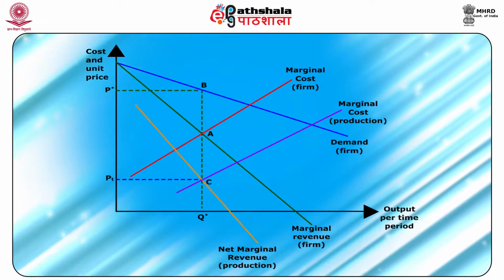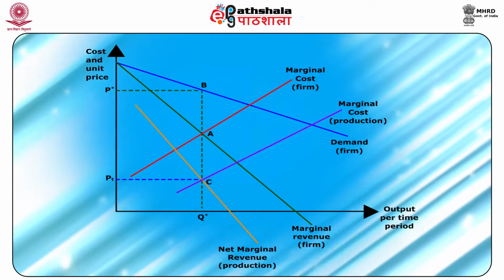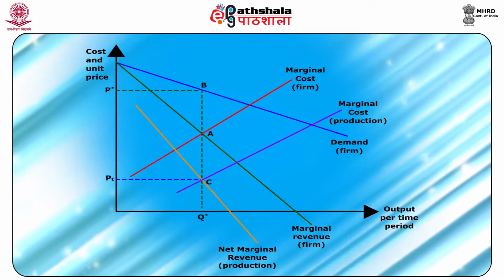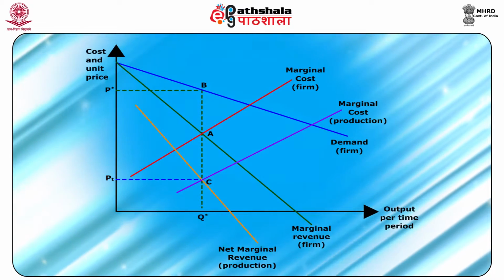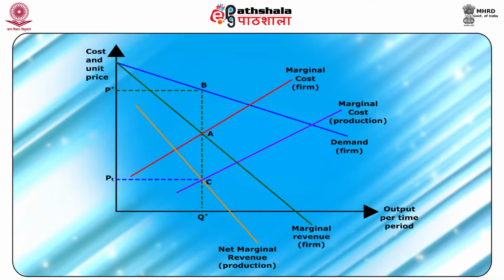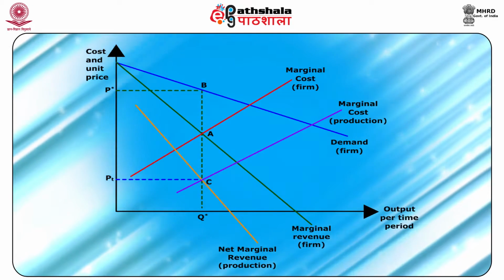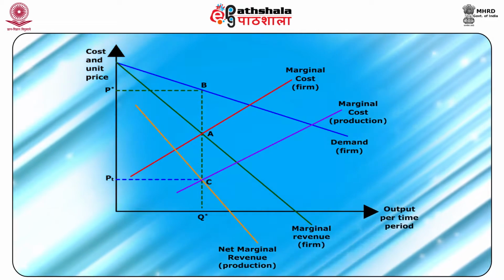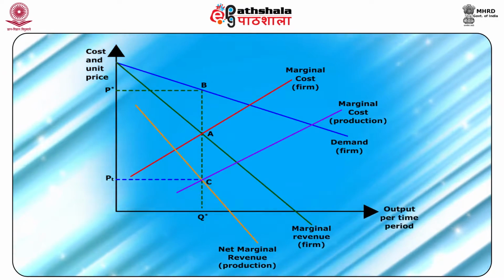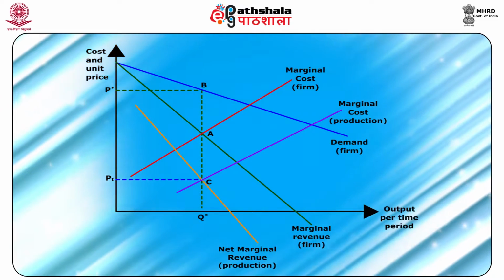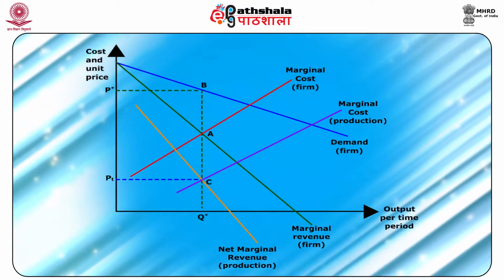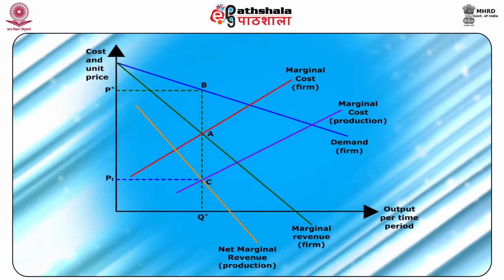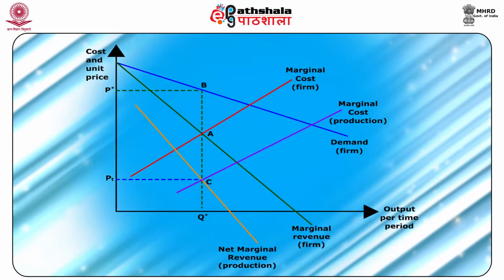Here on the vertical axis we have cost and price per unit, and on the x-axis we have output per time period. The demand curve is downward sloping. This is the blue line which is downward sloping. It is the demand curve that the firm faces. The marginal cost curve, which is the red line, is upward sloping. It is the firm's marginal cost curve.